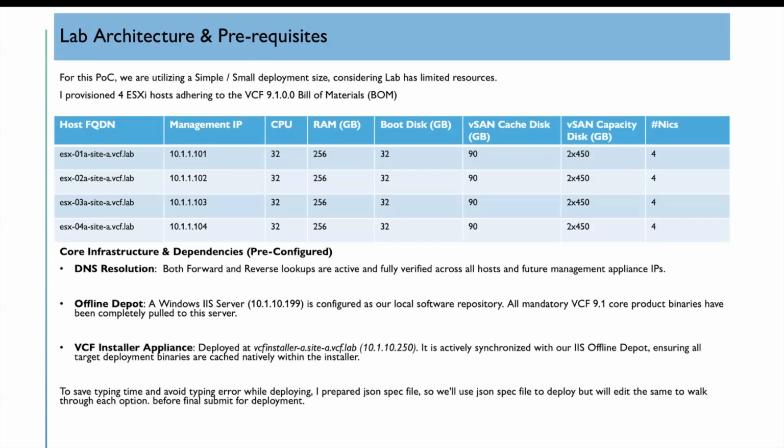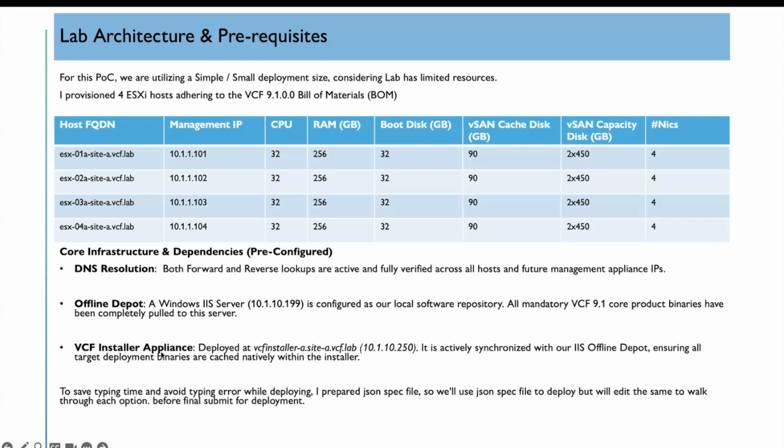So I have DNS configured and ready in the environment, with both forward lookup zone and reverse lookup zone configured. Apart from that, I have configured an offline depot where I'm leveraging a Windows IIS server, and have all the binaries downloaded to that particular system. And then I have deployed the VCF installer appliance.